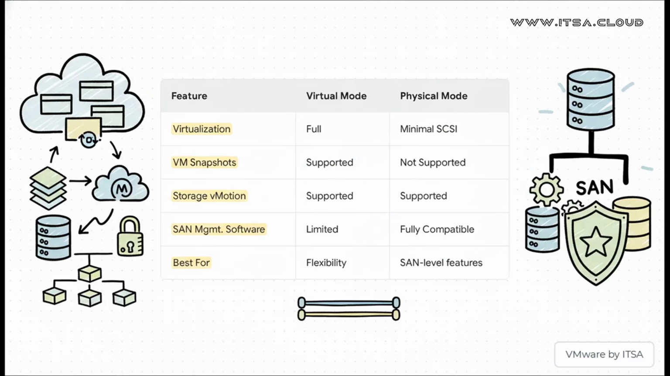So this table here, it lays it all out pretty clearly. On one hand, you've got virtual mode. It tries to be the best of both worlds. It gives you direct LUN access, but still lets you use key VMware features like snapshots. Then you've got physical mode. This one goes all in. It does the absolute minimum virtualization, passing almost everything straight to the hardware. That makes it totally compatible with your SAN tools, but there's a catch.